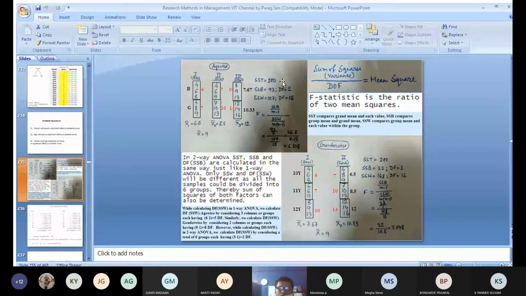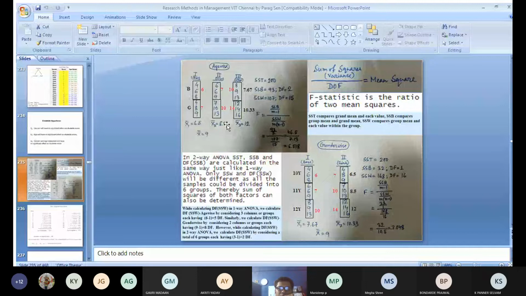Now you need to calculate the sum of square between. Here the grand mean is 9, so you subtract: (6.5 minus 9) whole square, plus (8.5 minus 9) whole square, plus (12 minus 9) whole square. The (6.5 minus 9) whole square term you will do 6 times, the (8.5 minus 9) whole square term you will do 6 times, and the (12 minus 9) whole square term you will also do 6 times.